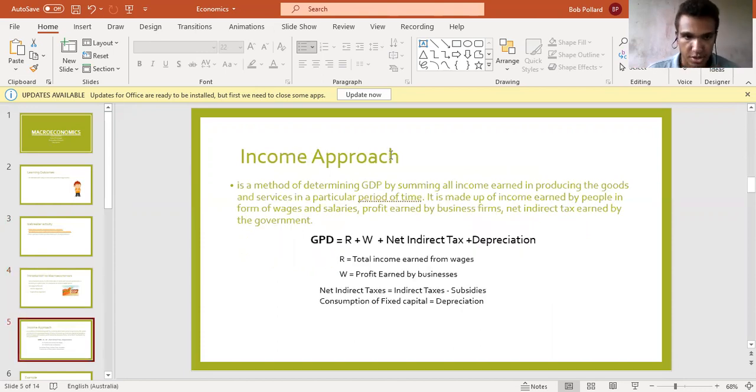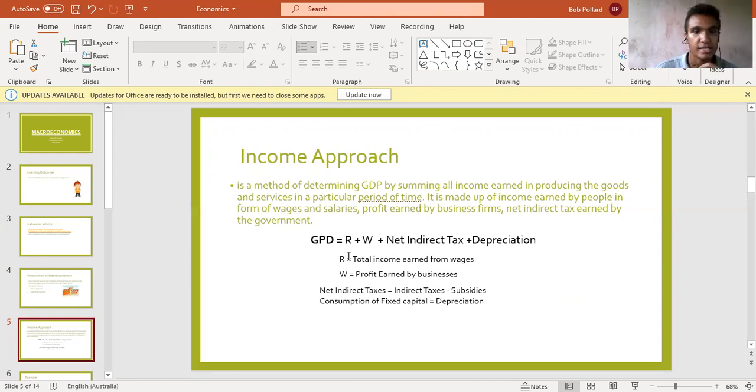So the income approach. This method determines GDP by summing all income earned in producing the goods and services in a particular period of time. So it is made up of income earned by people in the form of wages and salaries, profit earned by business firms, net indirect tax earned by the government. We'll learn more about this.